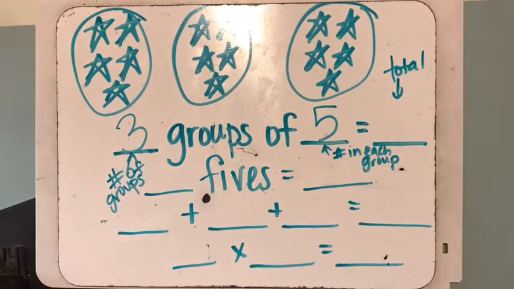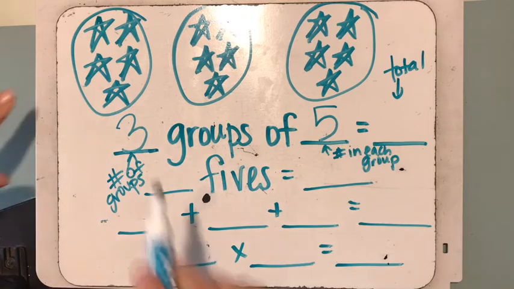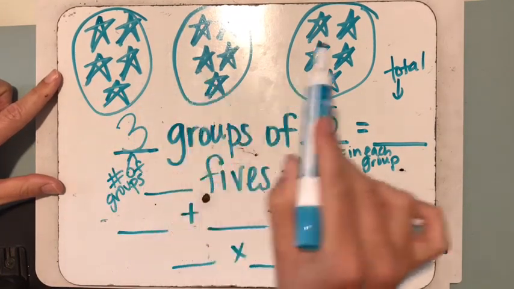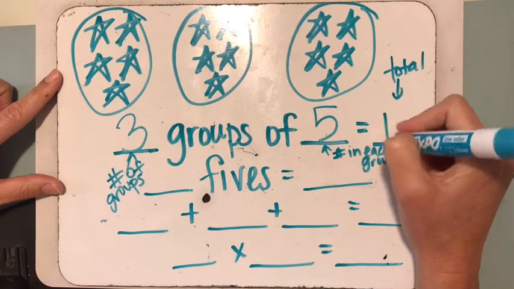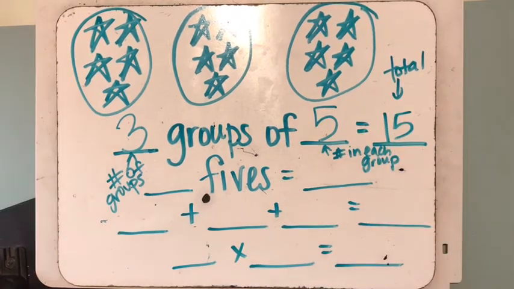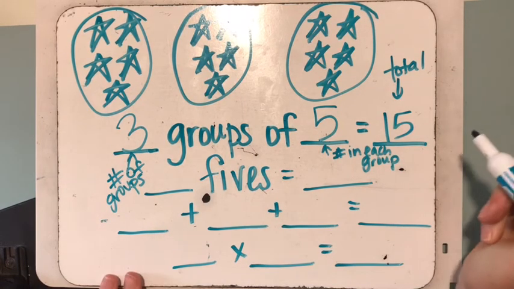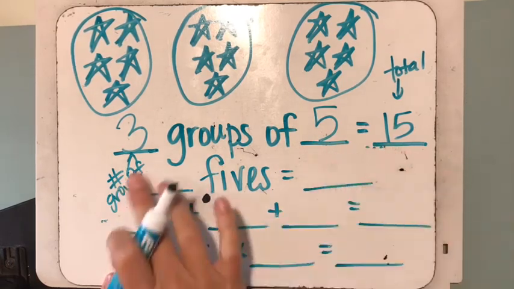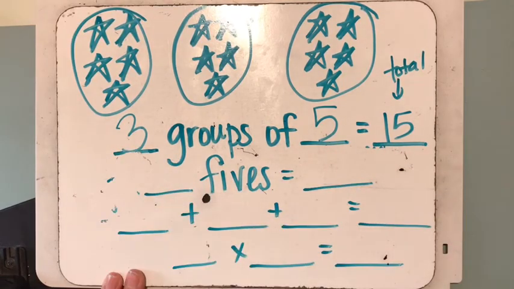But I know that I practiced skip counting last week. So I'm gonna skip count by 5s. You ready? 5, 10, 15. So my total is 15. If you got this right, give yourselves 2 claps and a snap. And so let's go to the next one. I'm just gonna erase that so it's out of the way.